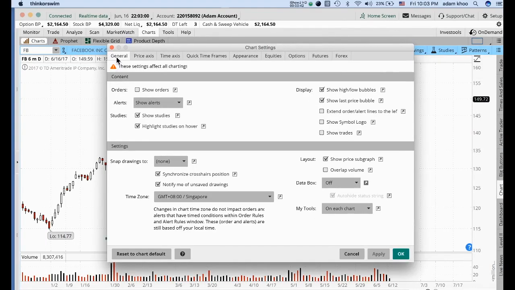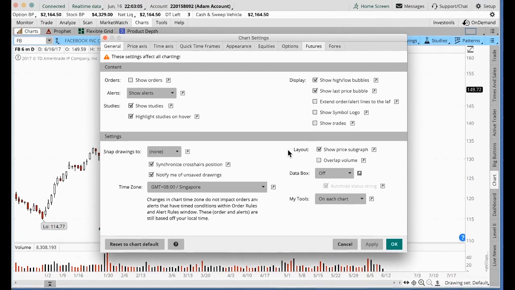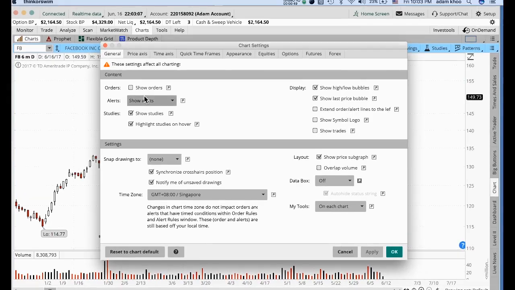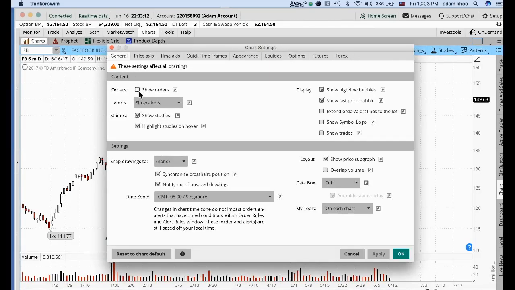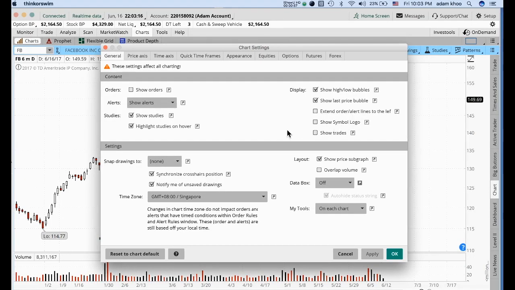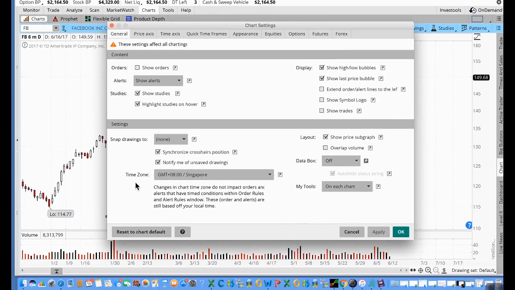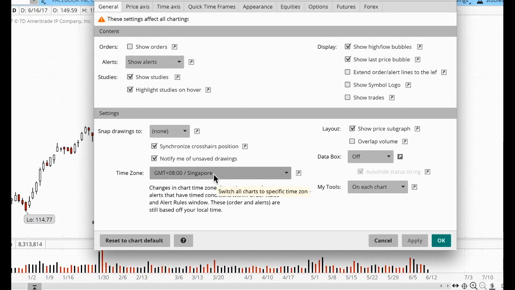And you can go to the different tabs to adapt your chart the way you like it. So I'm just going to show you what I do. I'm going to click on General. Now, I'm going to leave this as it is. I'm not going to change anything. Depending on your time zone, I'm in Singapore, so I'm choosing the Singapore time zone. Obviously, if you're in Australia or the US, you would change it to your respective time zones.